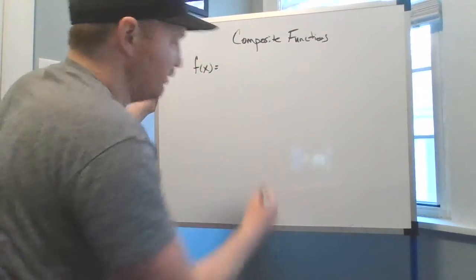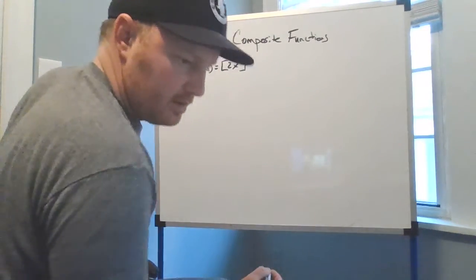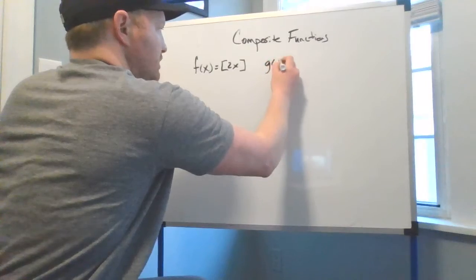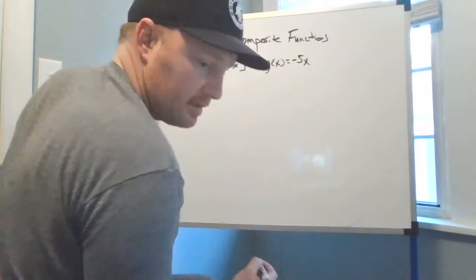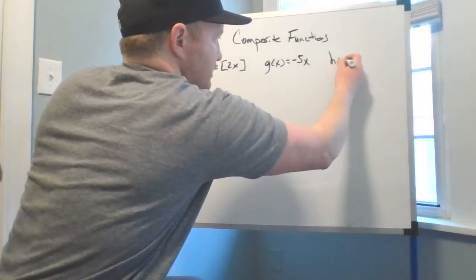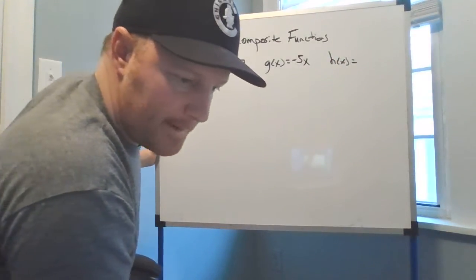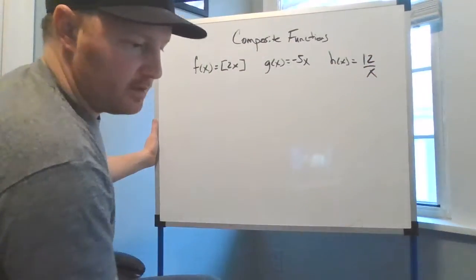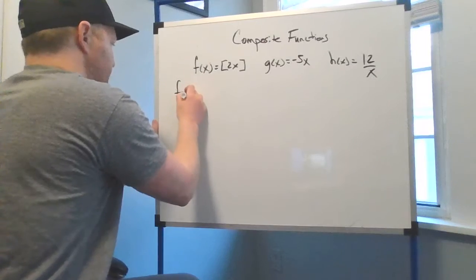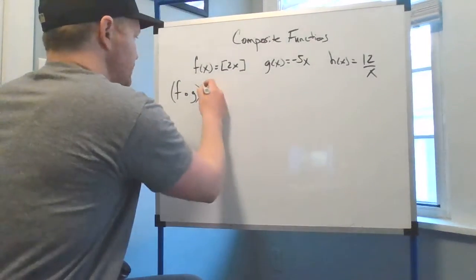So f of x equals, and again, I don't know why they do this, but it is what it is. And then I've got g of x equals negative 5x. And then I've got h of x equals 12 over x. All right, so let's do this. Let's see, f of g of 20.